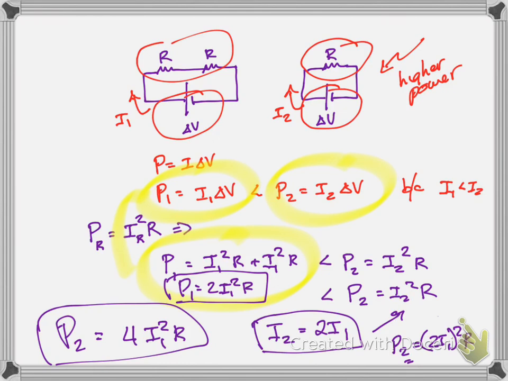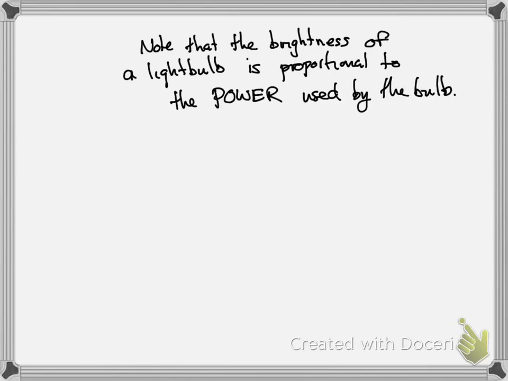This is relevant in particular to light bulbs, because if these resistors were light bulbs, the brightness of a light bulb is proportional to the power used by the bulb. It's not proportional to the resistance. Well, it is. Oh, gosh. It's proportional to the power used by the light bulb. And the power used by any resistor is I squared R. So the brightness is proportional to the power, which is also proportional to I squared. So the bigger the current, the brighter the bulb, but it goes as I squared, not as I, right?